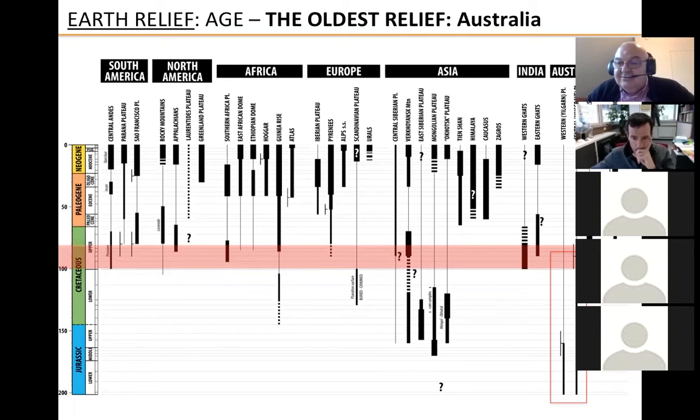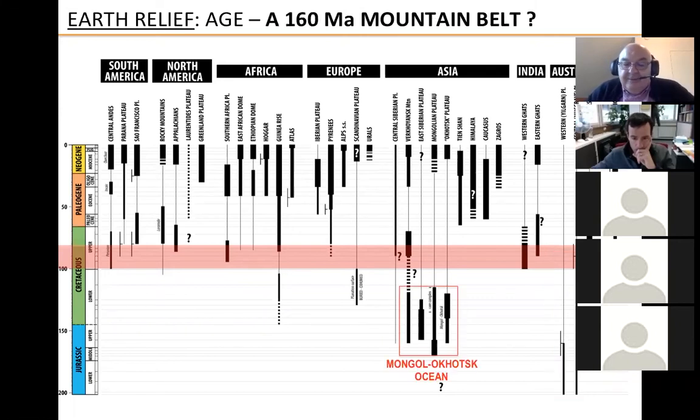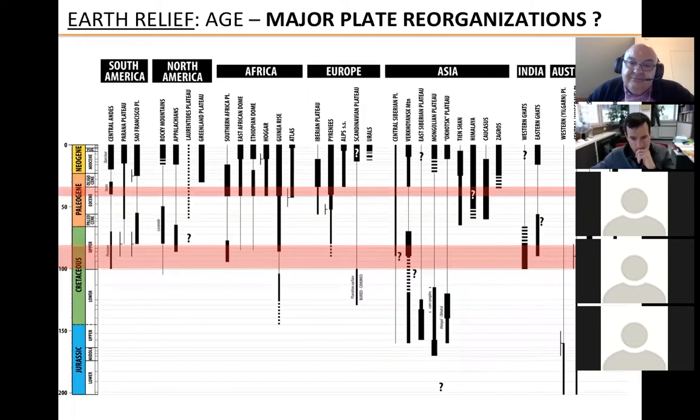They are on the Earth, very old relief. You have also evidence of deformation that is related to the closure of the Mongol-Okhotsk Ocean, so the Mongolian orogeny. But if we look, most of the modern relief of the Earth were quite recent features, a two-step history, okay. One around 80 and one around 40 million years, okay.